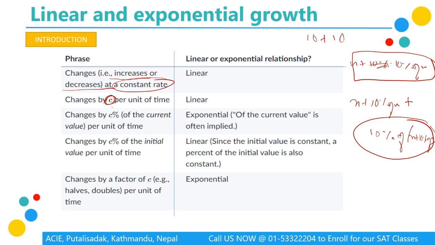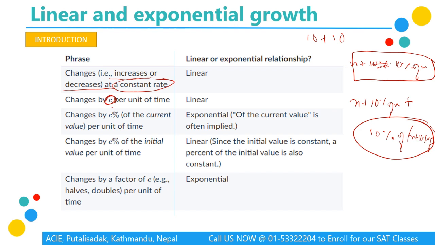It's not constant, unlike in linear. This is the reason we can find out whether an equation is linear or if it's exponential. Now, changes by c%. Most of the time, when there is a percent sign, it's going to be exponential. So keep that in mind.